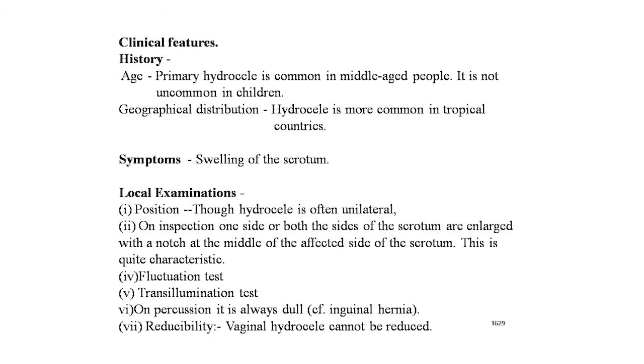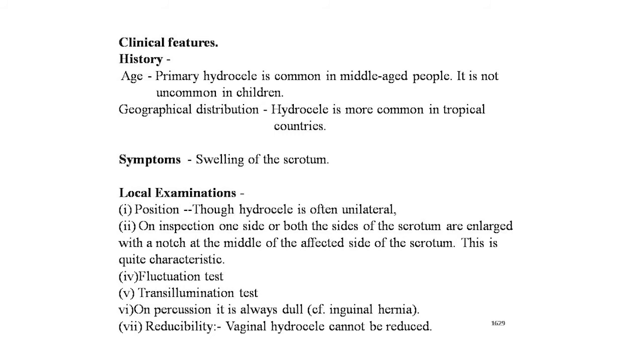Symptoms: in the majority of cases, the only complaint is swelling of the scrotum. Occasionally, the patient does not seek advice till the sac has attained enormous size. Now the local examinations. First is the position. Though hydrocele is often unilateral, it may be bilateral as well. The second is inspection: one side or both sides of the scrotum are enlarged with a notch in the middle of the affected side of the scrotum. This is quite characteristic.